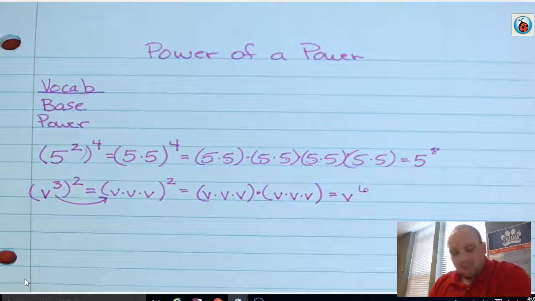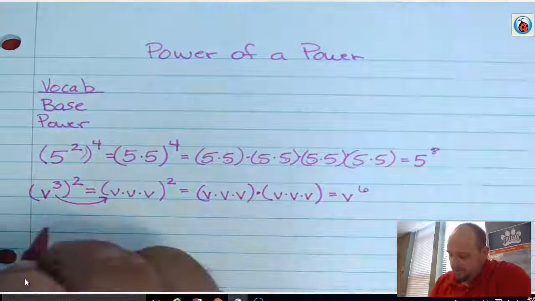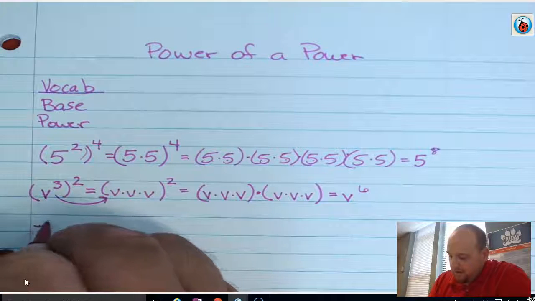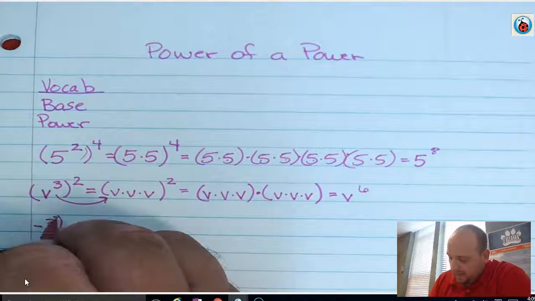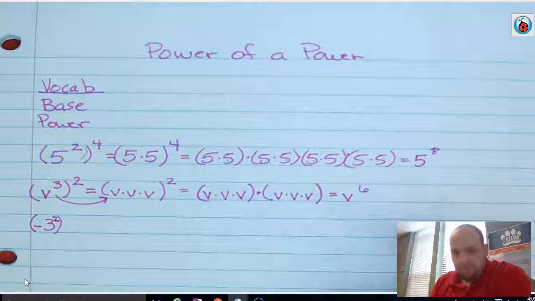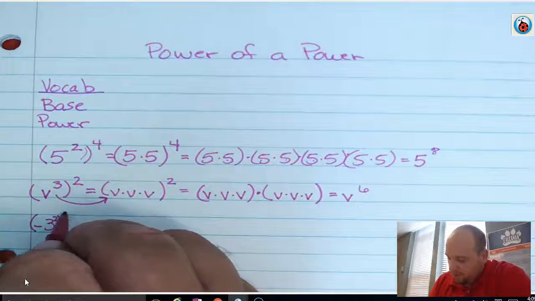Okay. So what does it look like with a negative? All right, so let's go ahead and do that. Let's go negative 3 raised to the 2nd power. I'm going to put that in parentheses, and I'm going to raise that to the 3rd power.